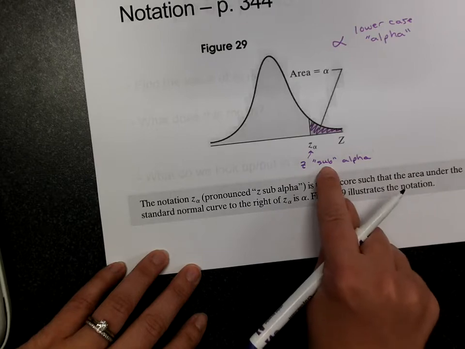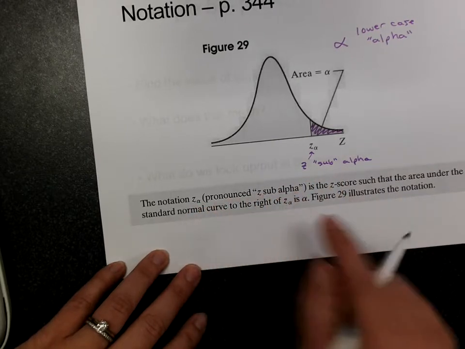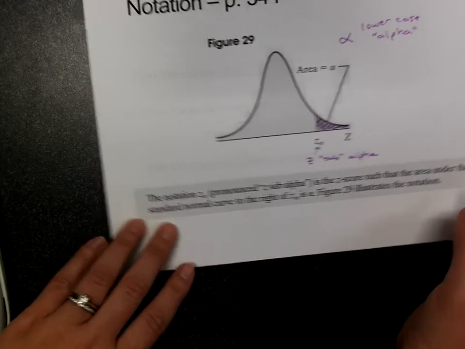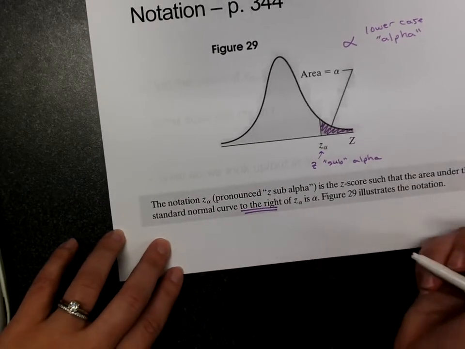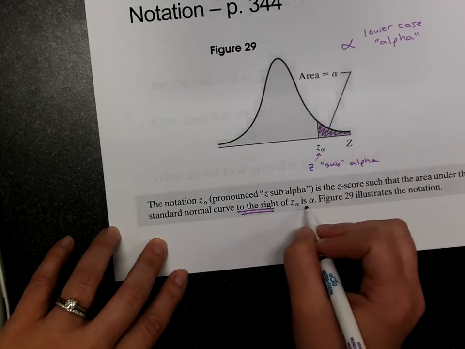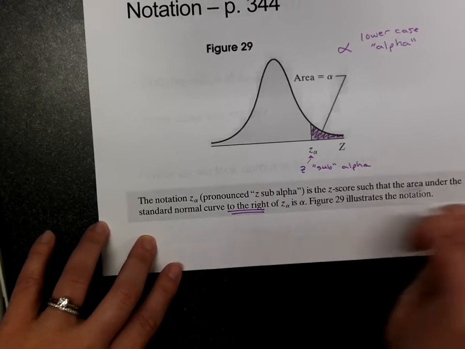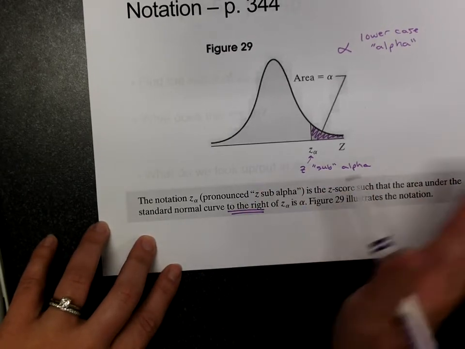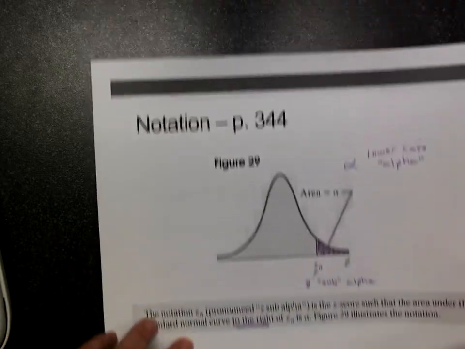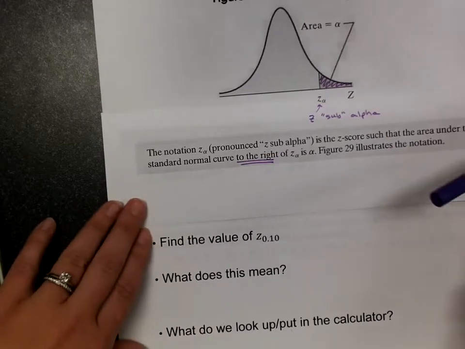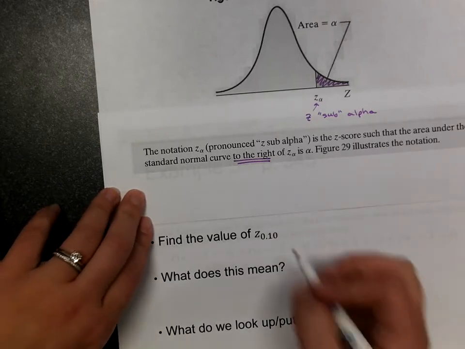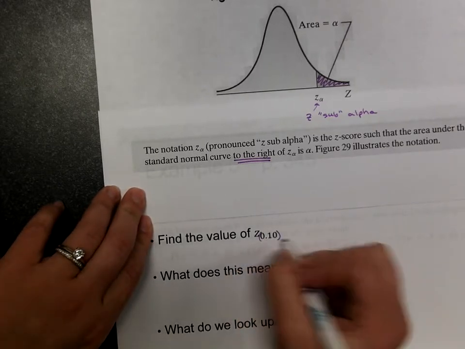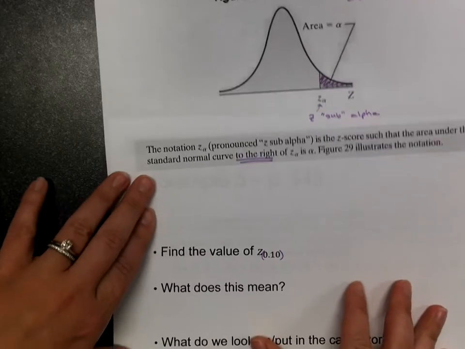Sub means subscript, so z sub alpha. It is the z-score such that the area under the standard normal curve to the right of z alpha is alpha. So it's a little tricky. They're not trying to be tricky, it's just a weird notation. I think there's one in your homework. I don't put it on the test because I don't like the notation. But this is z with a little alpha of 0.10.